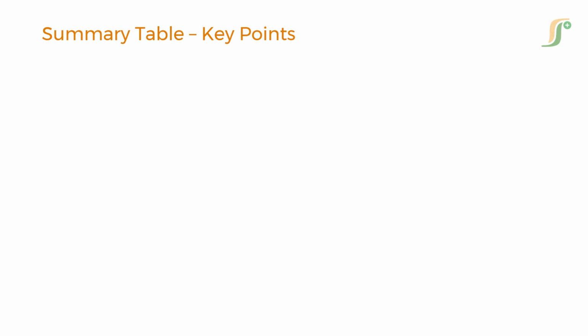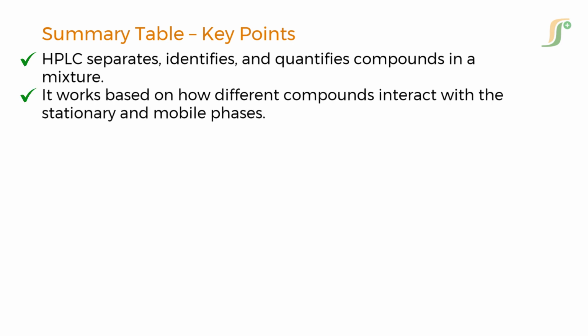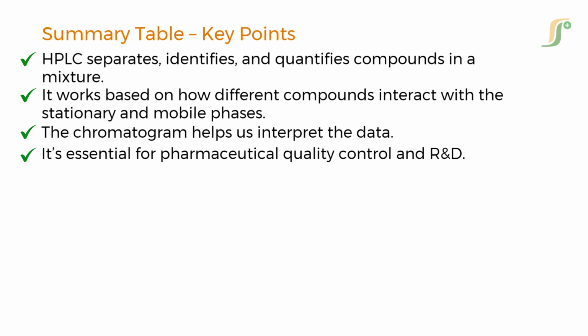Let's quickly summarize. HPLC separates, identifies, and quantifies compounds in a mixture. It works based on how different compounds interact with the stationary and mobile phases. The chromatogram helps us interpret the data. It's essential for pharmaceutical quality control and R&D.